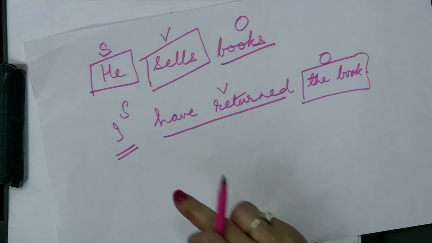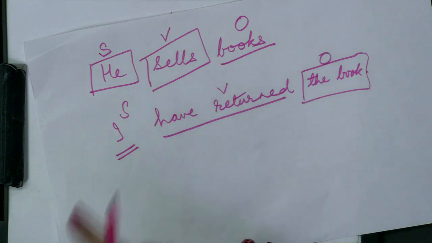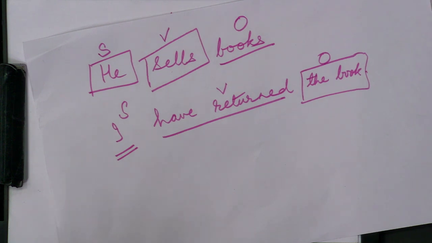Ayan is the subject. He sells books. He is the subject. I have returned the book. I is the subject. So, these are the doers of the actions and hence it is active voice. Now, when the subject is the doer, like in all these sentences, the subject is the doer of the action. That is, the verb in these sentences expresses the actions performed by the subject. Hence, the verb in these sentences is said to be in active voice.